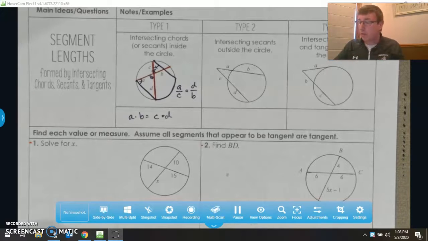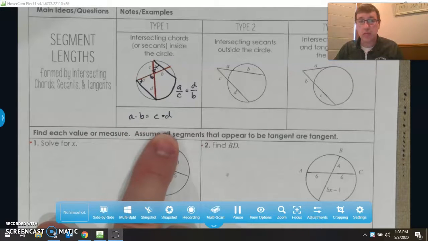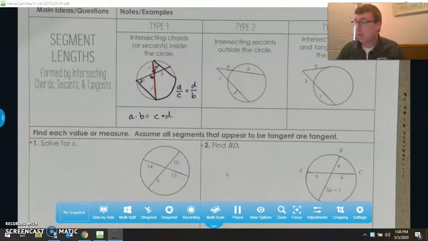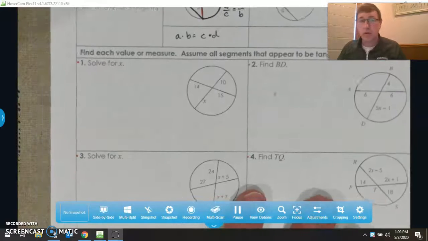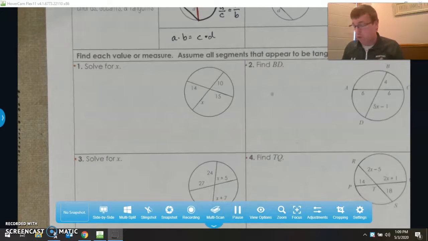Now you don't have to go through the whole similar triangle thing every single time that you do this. We can simply use this formula here: A times B equals C times D. So our first example today, we're going to look at number 1. We're going to solve for x.